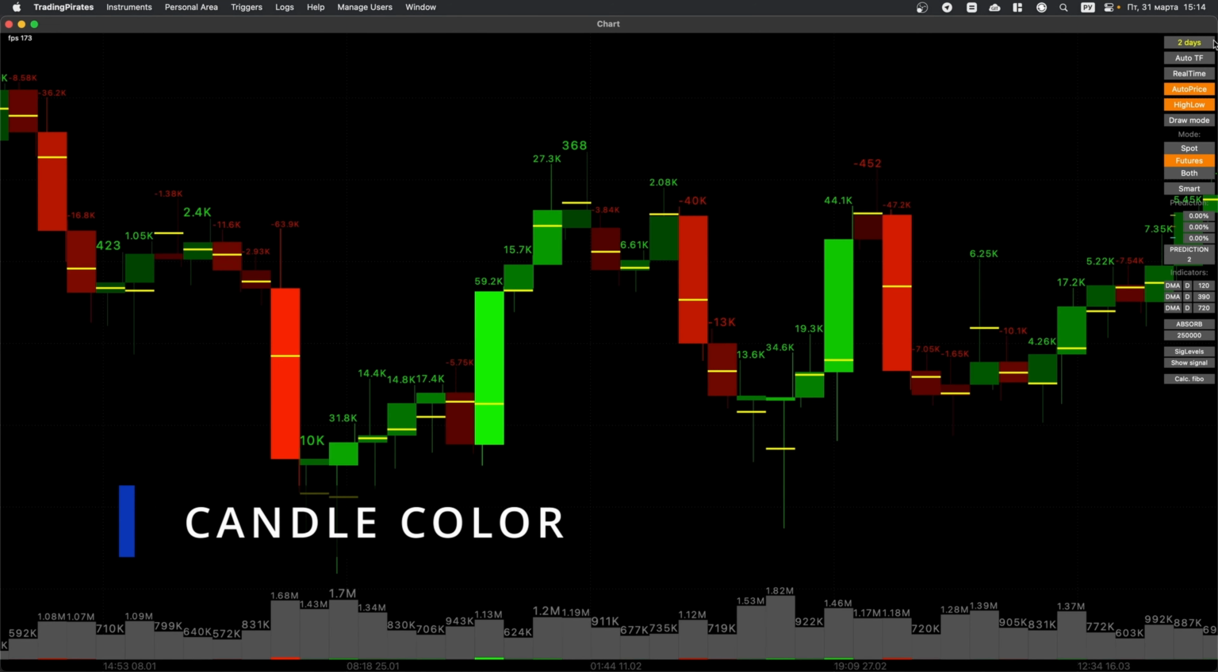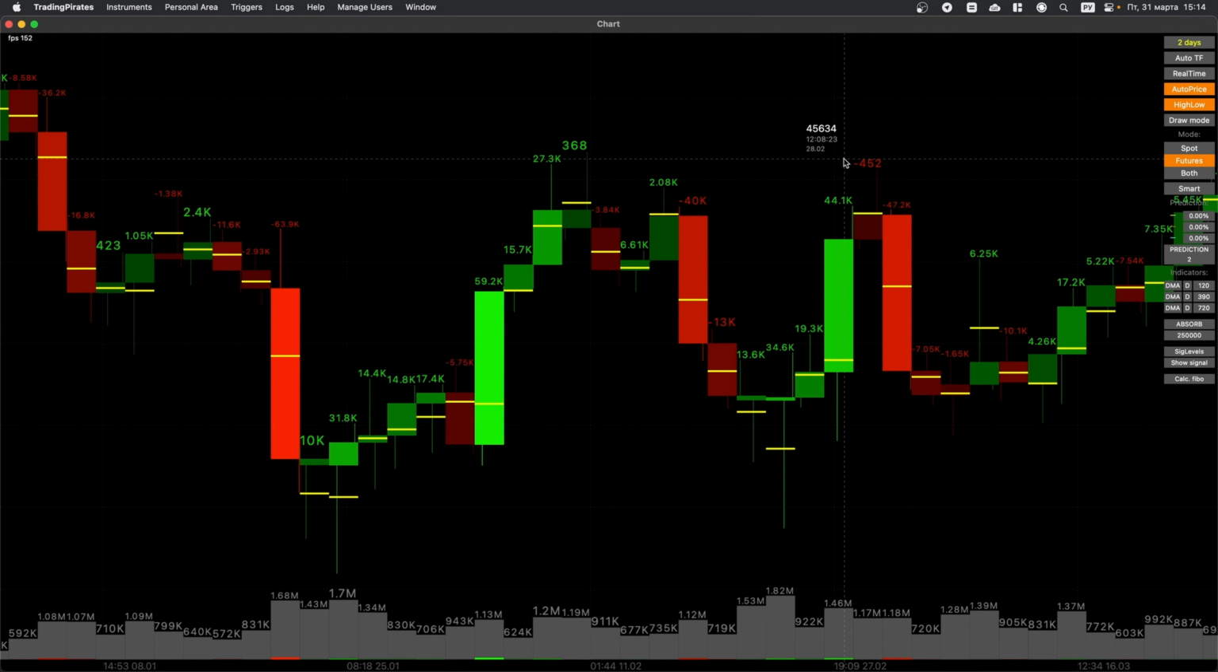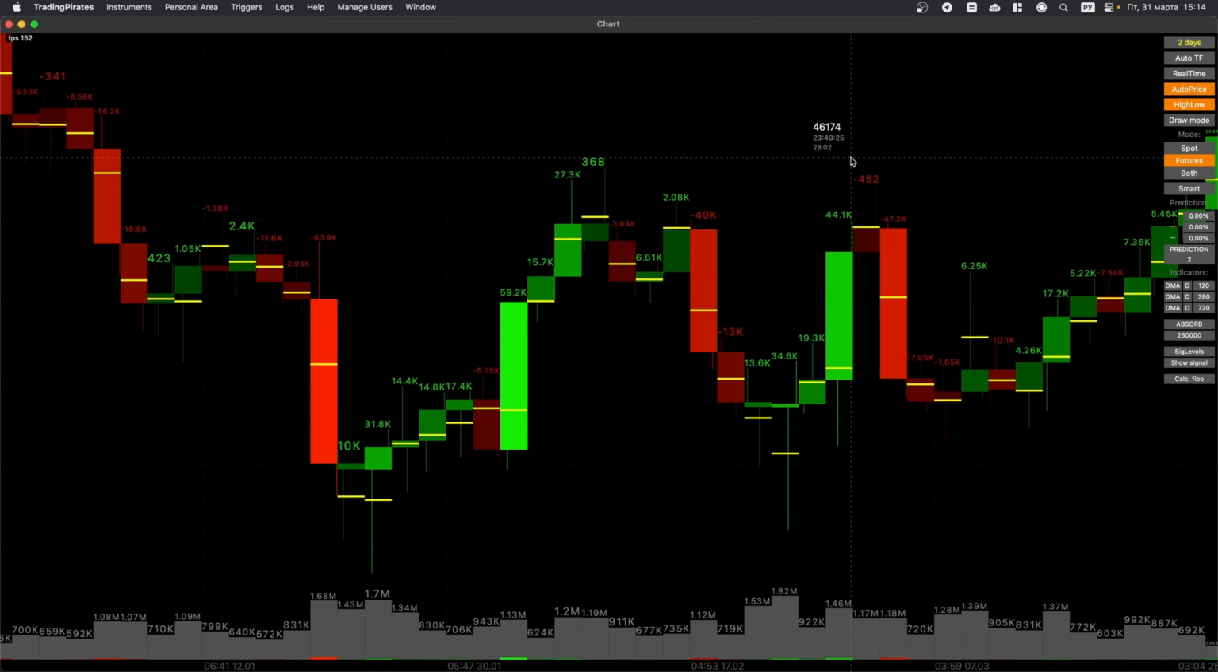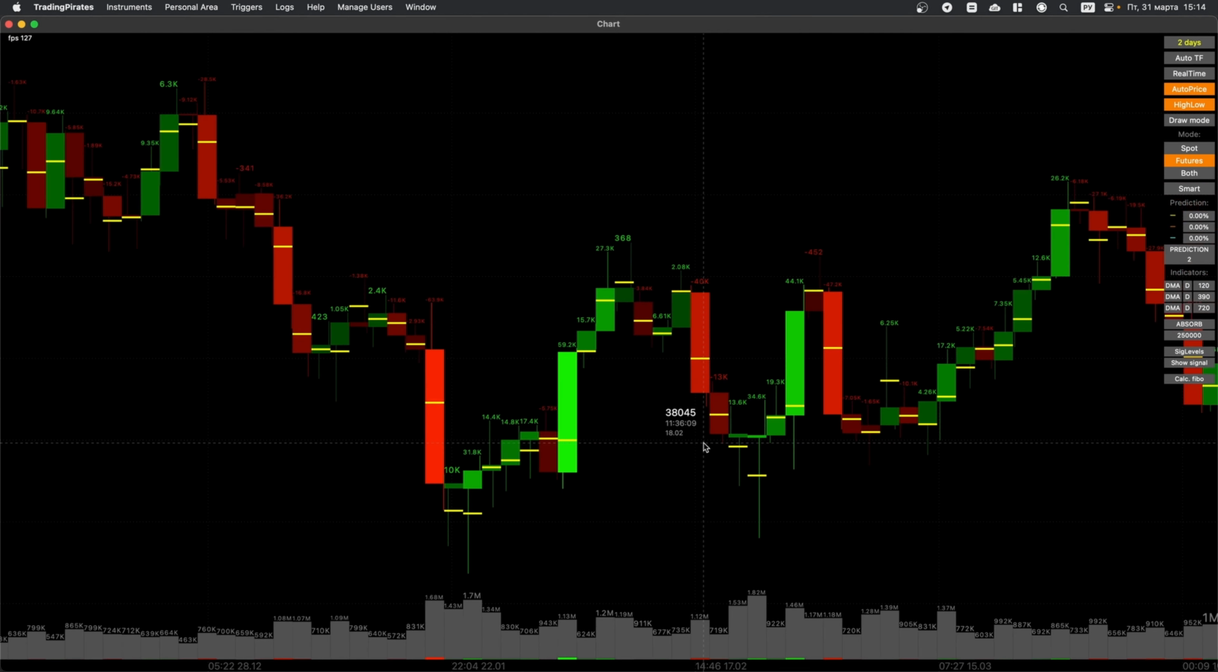Candle color. The color of a candle does not depend on whether it is rising or falling, but on the current state of the delta. If the delta is negative, then the candlestick is colored red. If it is positive, then it is green. Also, the brightness of the candle depends on the amount of delta. The larger the delta, the brighter the candle.